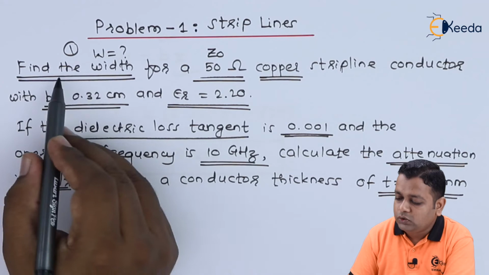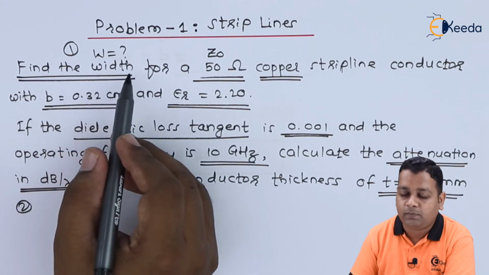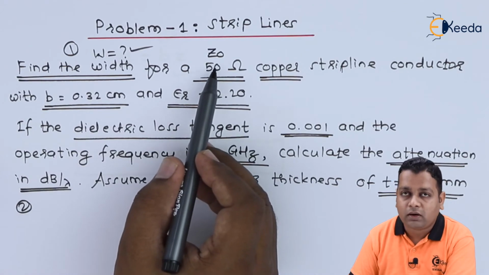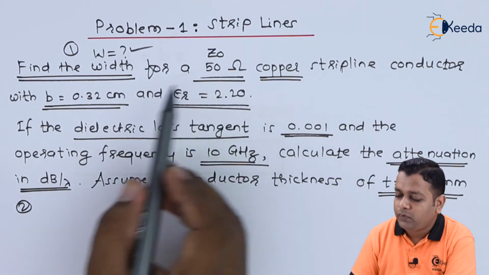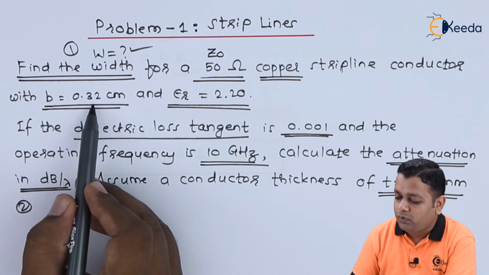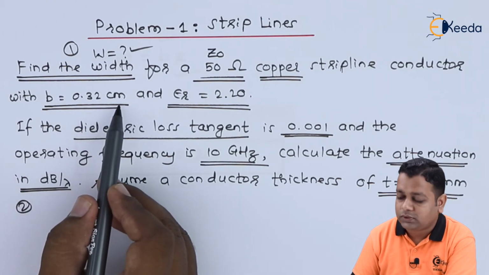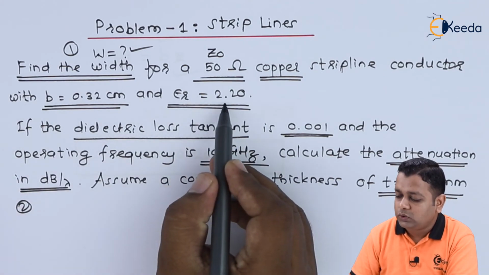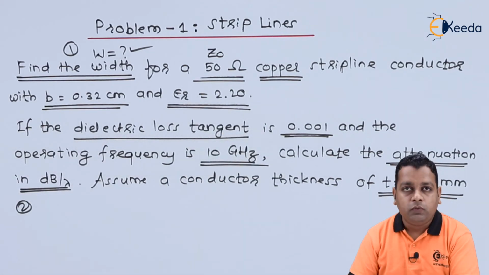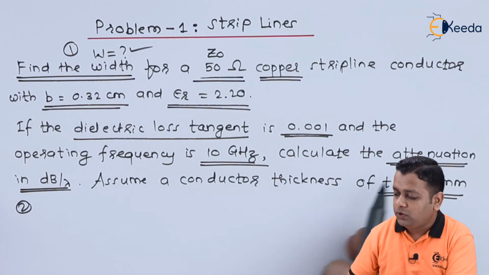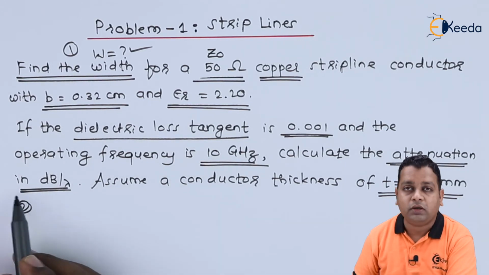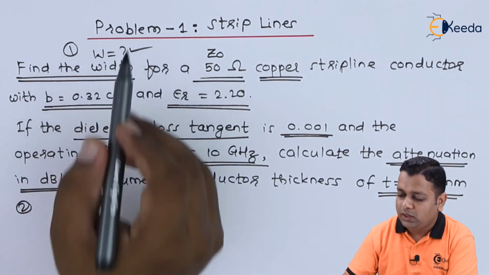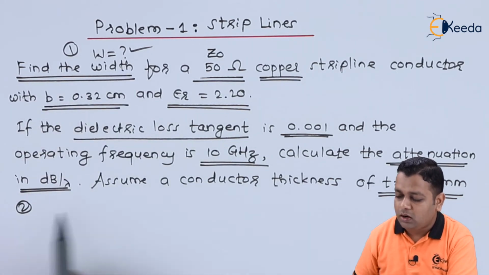So for determination of the width for the copper strip line here, we have determined the value with the help of the characteristic impedance 50 ohm. The value of B is equal to 0.32 in centimeters, and the relative dielectric constant is 2.20 here. Now further into the problem, we are asked to determine the value of attenuation in terms of decibels per wavelength, that is lambda. So once that is determined, we have to determine the attenuation.